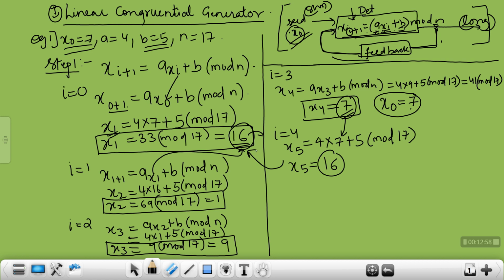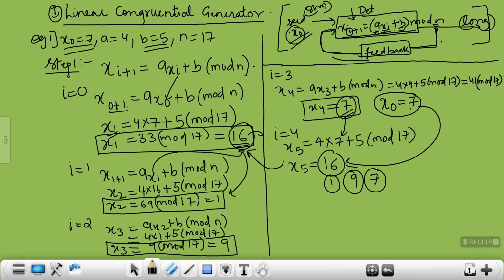So can you see now that after 7 the value you are getting is 16? If we go further, after 16 the next value, x2, will be 1. After that we will get 9, which is the value of x3. After that again we will get the value 7. So where do you need to stop? The moment you get a repeated number again, from that step you have to stop.